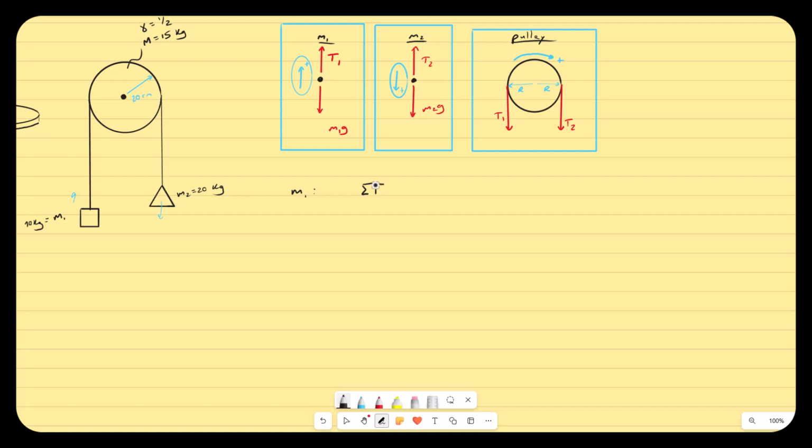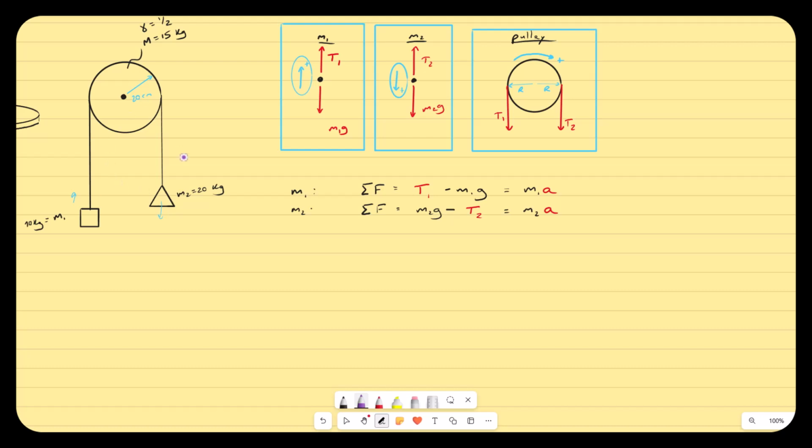The sum of forces acting on mass 1: I have T1 going up, I have M1G going down, and that's it for my forces, so that equals mass 1 times acceleration. Mass 2: my sum of forces, I have M2G going down, I have T2 going up, and together that equals mass 2 times acceleration.